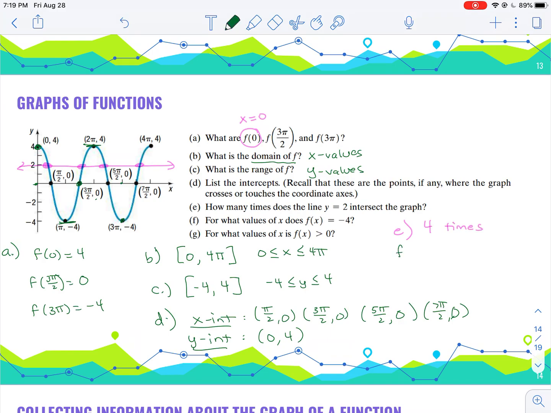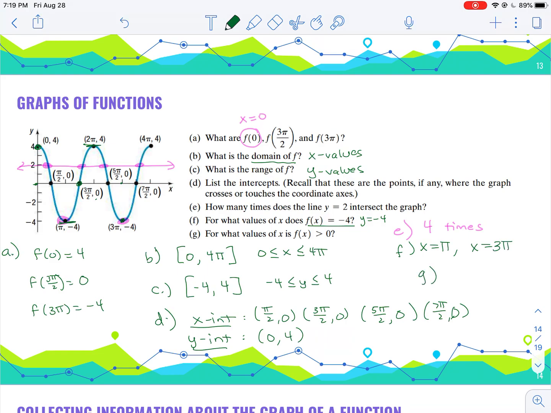For F, it wants to know what values does f of x equal negative 4. So it wants to know when is the y value equal to negative 4. So where is the graph at a value of negative 4? Well, it's at a value of negative 4 here and here. So that is when x equals pi and when x equals 3 pi.